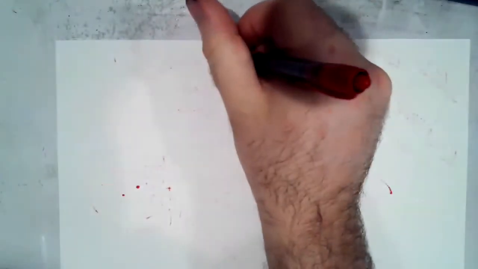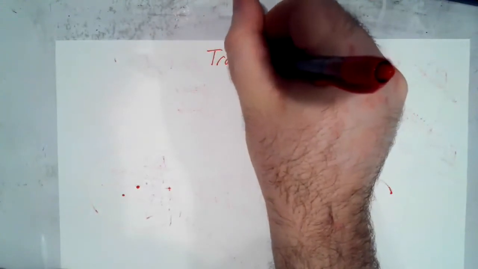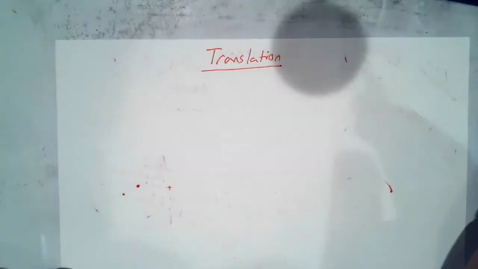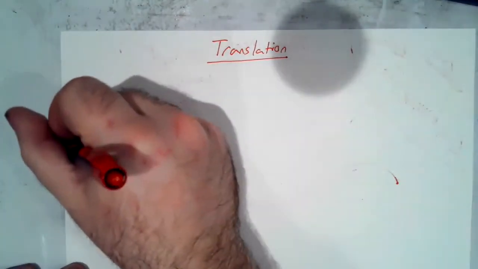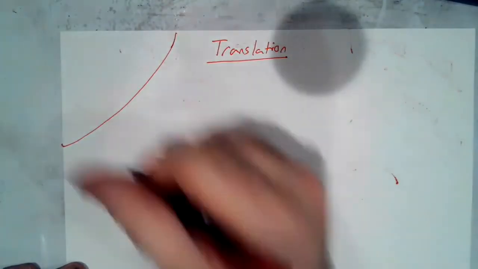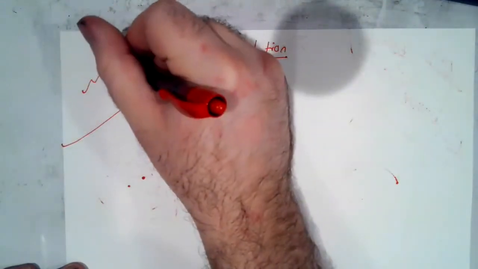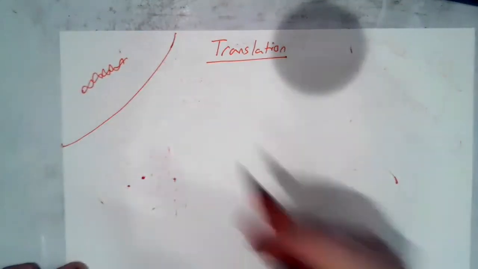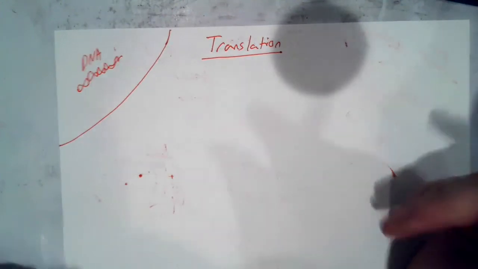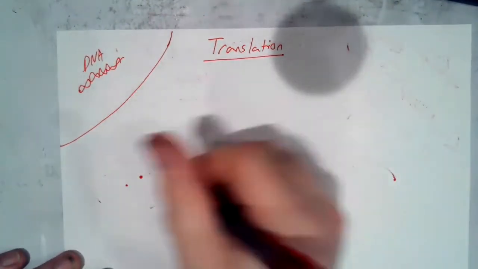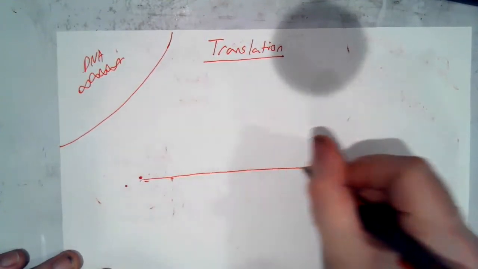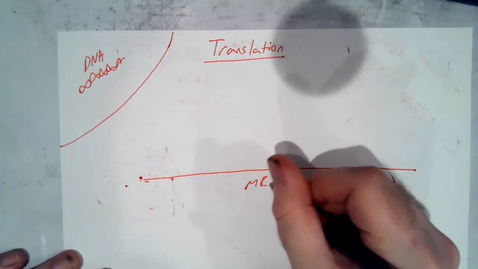So translation happens outside the nucleus, but I'm still going to draw the nucleus there for reference. DNA is still in the nucleus, hanging out, doing its job. It's fine. It's still DNA. But you notice how DNA never leaves the nucleus. It gets everyone else to do its dirty work for it. But now we have, I'm going to draw this a little bit bigger now. We have an mRNA strand. So I'm going to write that down here. mRNA.